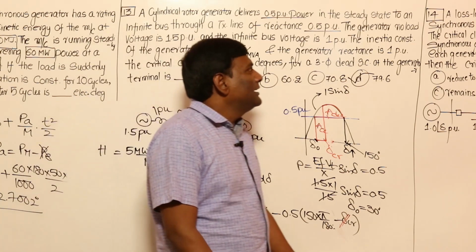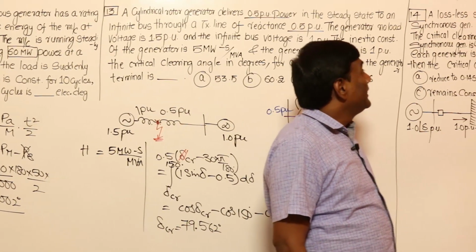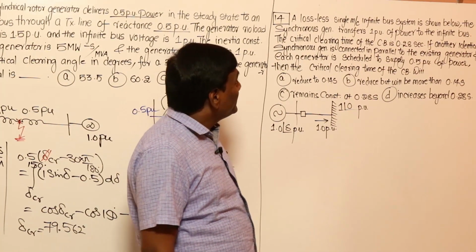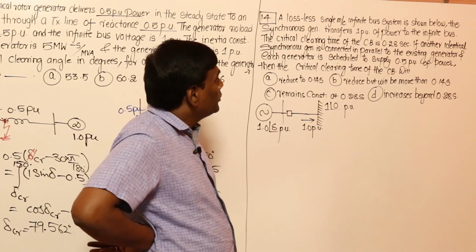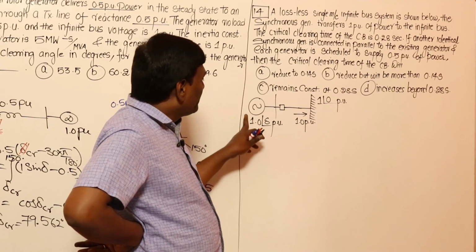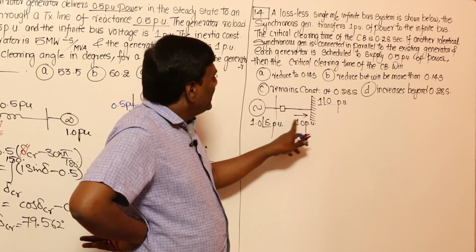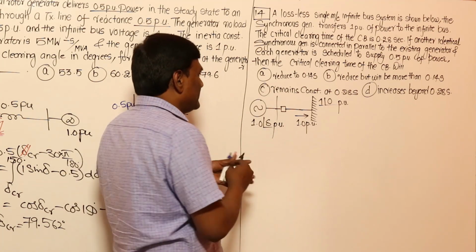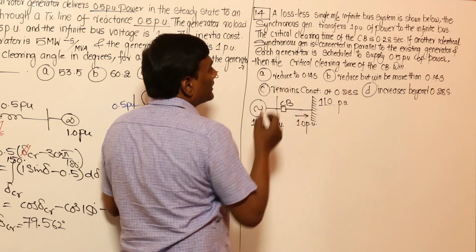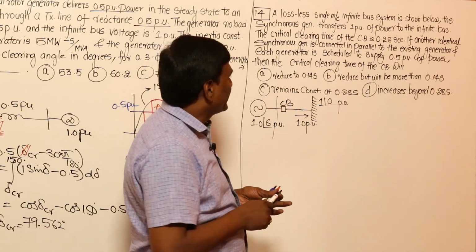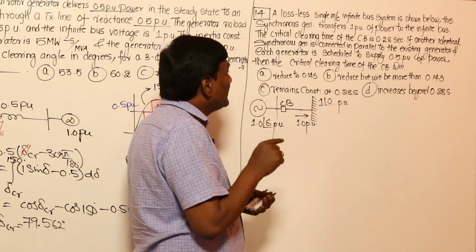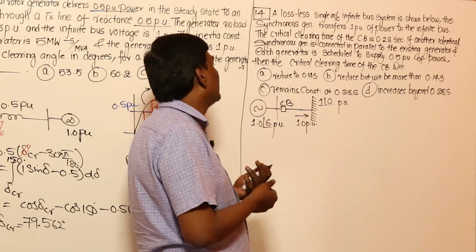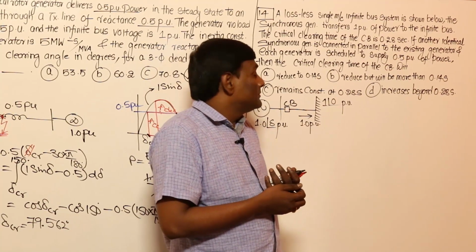Okay, now let us see one more problem. In this problem, actually this problem also is a beautiful problem. A lossless single machine infinite bus system is shown below. The synchronous generator transfers 1 per unit power to the infinite bus. Okay, the critical clearing time of the circuit breaker, see here, this is going to be CB, circuit breaker, CB is 0.28 second. If another identical synchronous generator is connected in parallel to the existing generator, each generator is scheduled to supply 0.5 per unit of power, then critical clearing time will be.